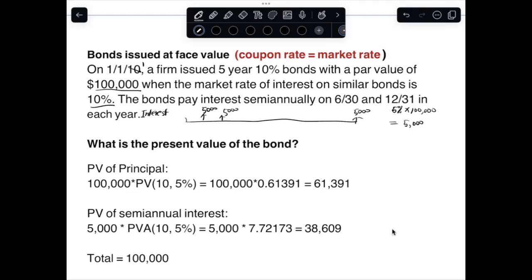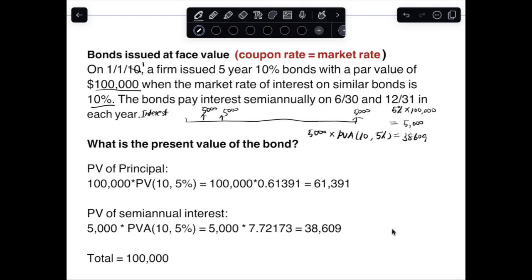We already discussed that scenario in our previous example. We just use the formula. 5,000 is the annuity times PVA, 10 periods, each period 5%. Use the calculator, we get 38,609. That's for the interest part.